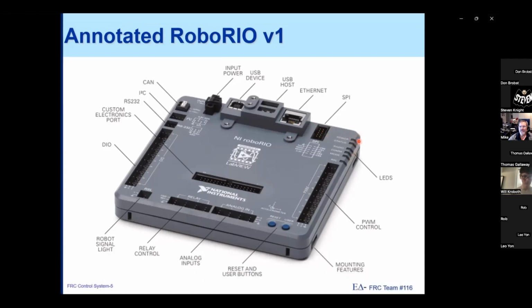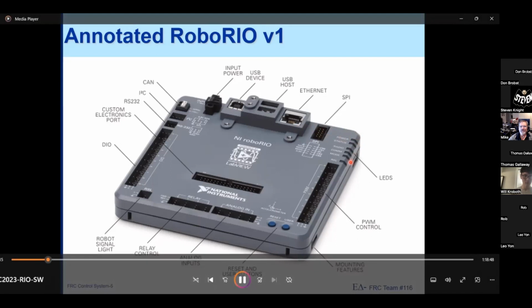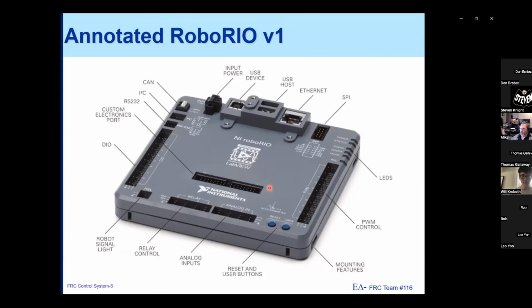And then we have a number of LEDs, which tell us basically the status of the RoboRio. Here in the middle, we have a custom electronics port, otherwise known as the MXP port, which is an extension port that's available. There are certain off-the-shelf boards that plug into this in case you need to have more digital IOs, more PWMs, or some other way of extending the RoboRio itself.